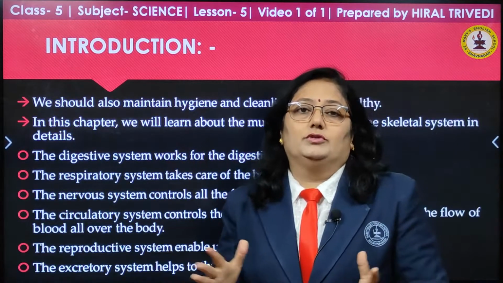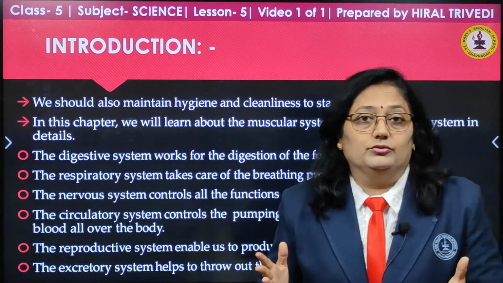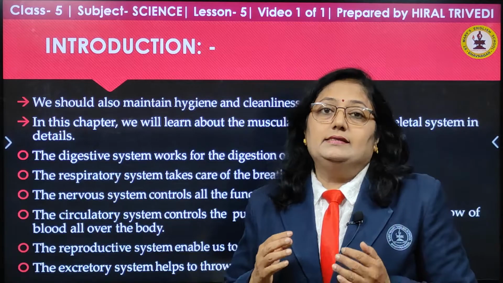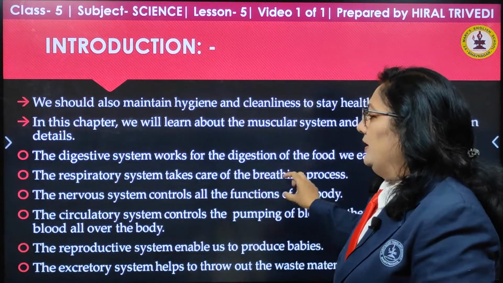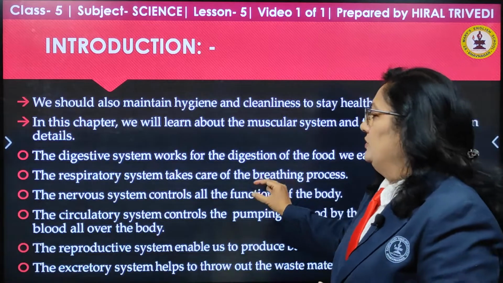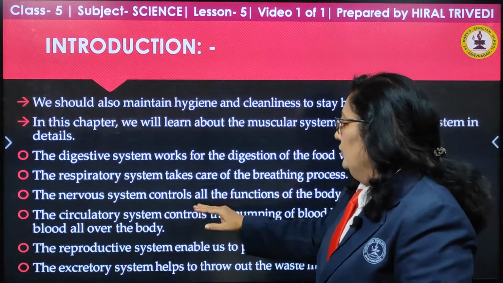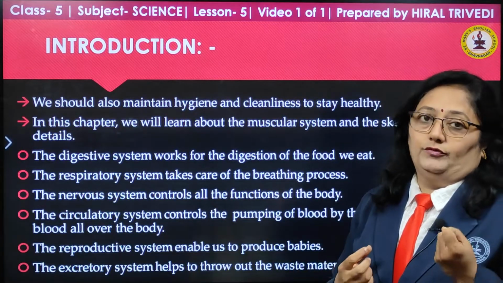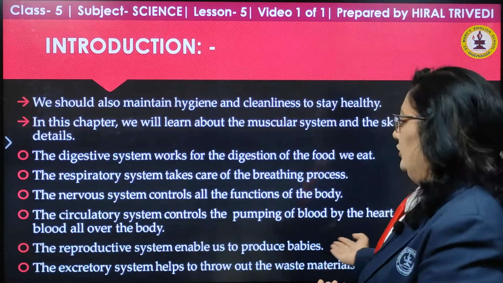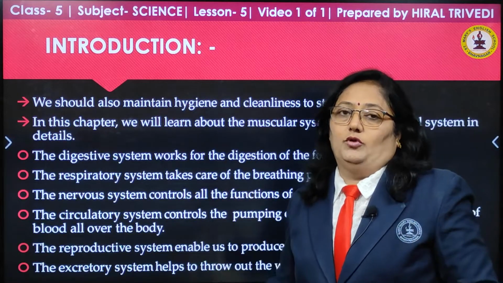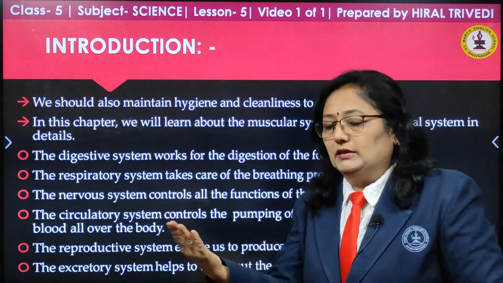As you have a computer, what is the main brain of it? It is the CPU. You have learned that in your lower classes. In the same way, our whole body is controlled by the nervous system, so the nervous system should be in proper condition. The circulatory system controls the pumping of the blood by the heart and the flow of the blood all over the body. It is through the veins and arteries, which you will be learning in other classes.